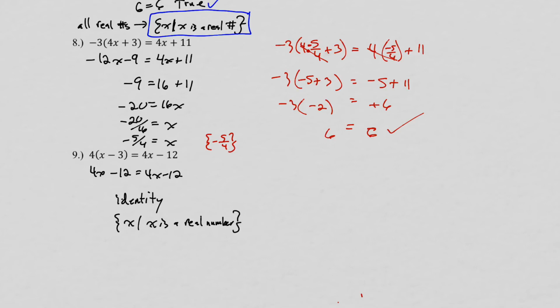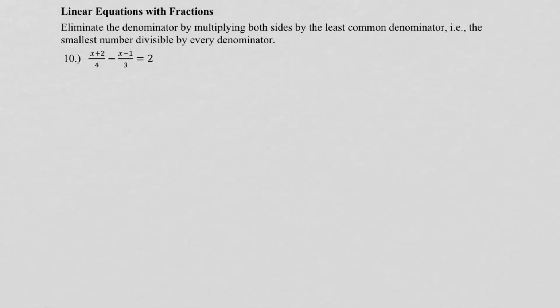Okay, so there is number 8 checked, or you can use Desmos to help you out with that as well. Okay, number 9, we quickly saw 4x equals -12 is the same on the left and on the right, so that's an identity. Those are identical lines, or coinciding lines, so the answer is all real numbers, written in the form of the set of all x such that x is a real number. All right, let's go ahead and go on to fractions.